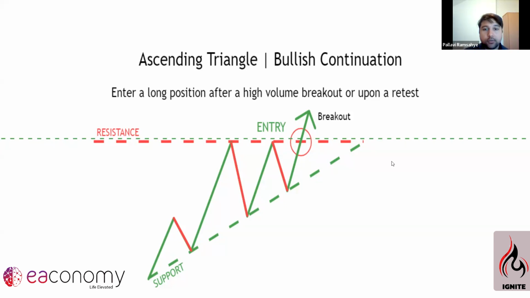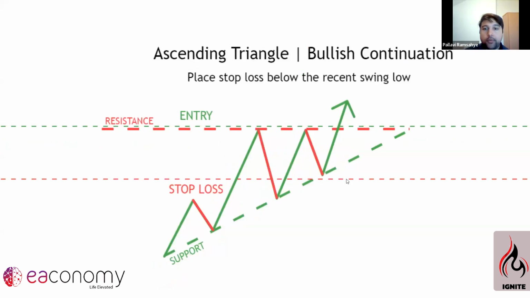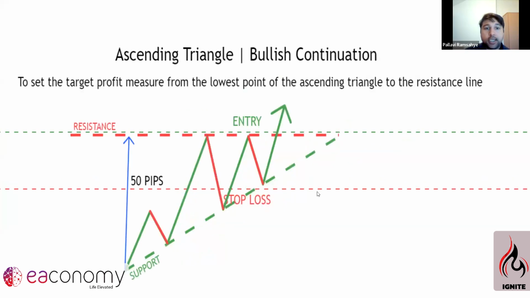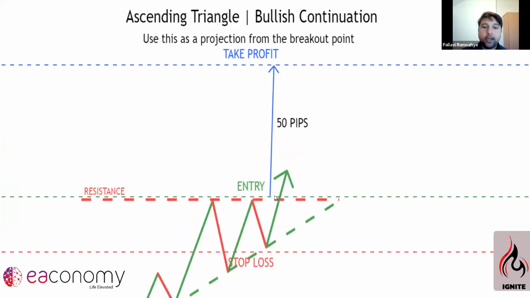When we're looking for these patterns, we can also integrate key levels into this. When we're looking to place our stop loss, we place that below the recent swing low. For example, it would be the third testing point for this ascending support trend line. To establish the target profit, we measure from the lowest point of the support all the way up to the resistance. Then we project that from the breakout point, from our entry, and that's where we set our take profit, guys.